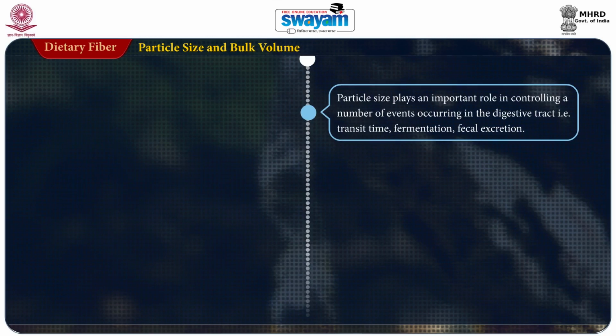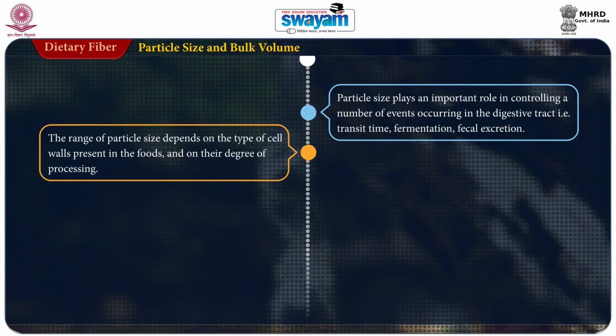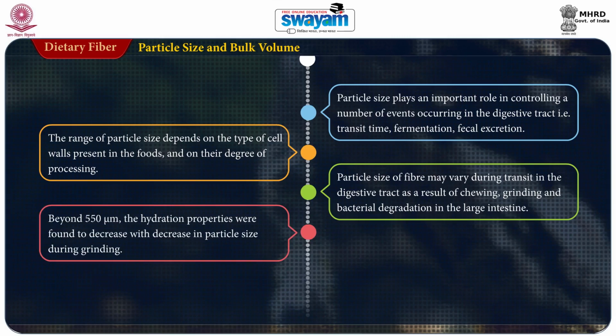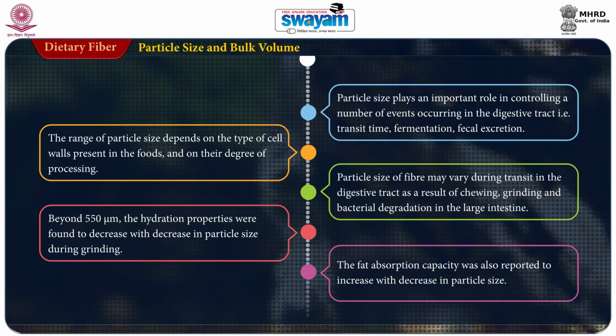First is particle size and bulk volume. The particle size plays an important role in controlling a number of events occurring in the digestive tract, that is transit time, fermentation and fecal excretion. The range of particle size depends on the type of cell wall present in food and their degree of processing. Particle size of fibers may vary during transit in the digestive tract as a result of chewing, grinding and bacterial degradation in the large intestine. Beyond 550 micrometers, the hydration properties were found to decrease with decrease in particle size during grinding. The fat absorption capacity was also reported to increase with decrease in particle size.